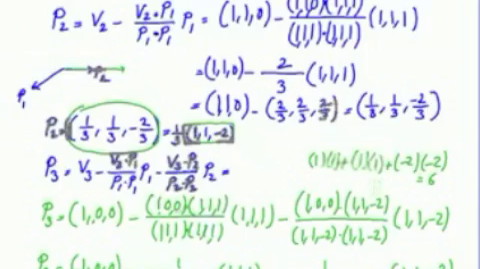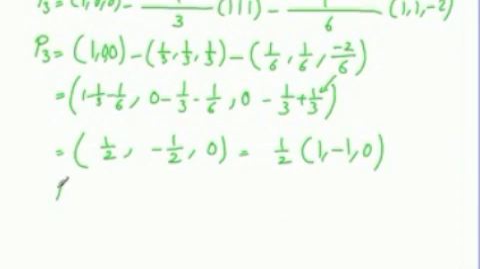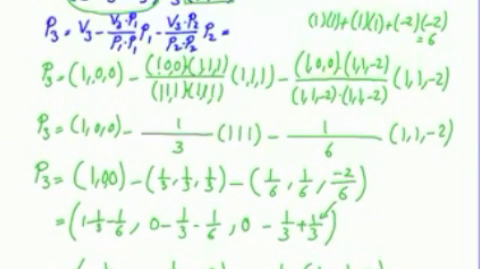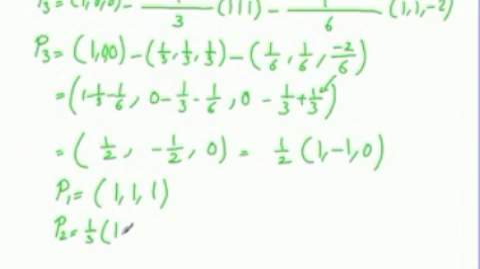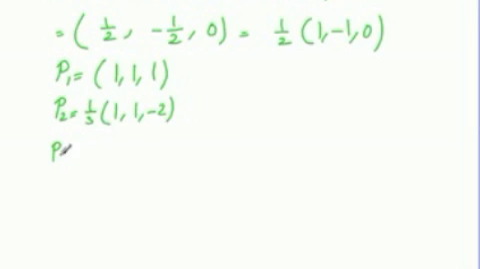So let's write down our final answer. P1 was just a copy of what we had, which was 1, 1, 1. P2 official algorithm starts with 1/3 of, but really 1, 1, minus 2 is just as good and actually nicer. P3 official algorithm ends up with 1/2 of, but really this one would be nicer.